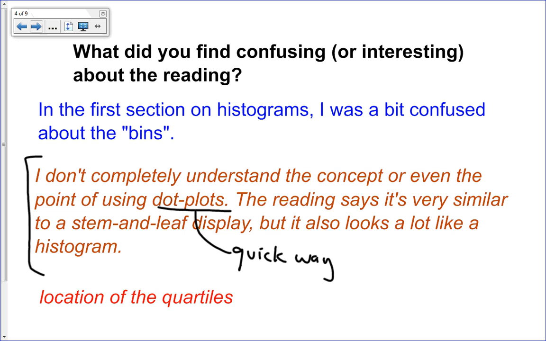And we'll talk. I've skipped over this fact, and it's not a good thing that I've done that. We'll talk more about quartiles today. So we'll come back to these ideas.